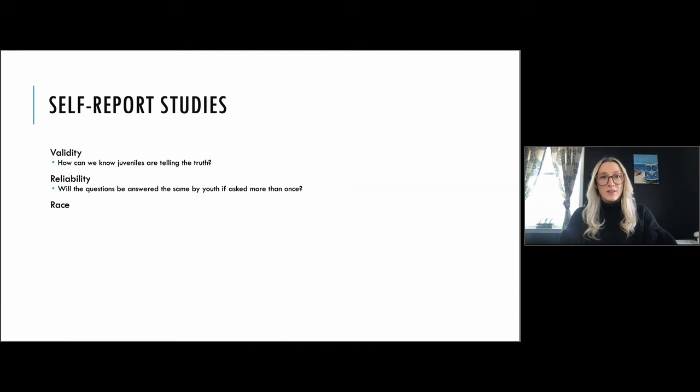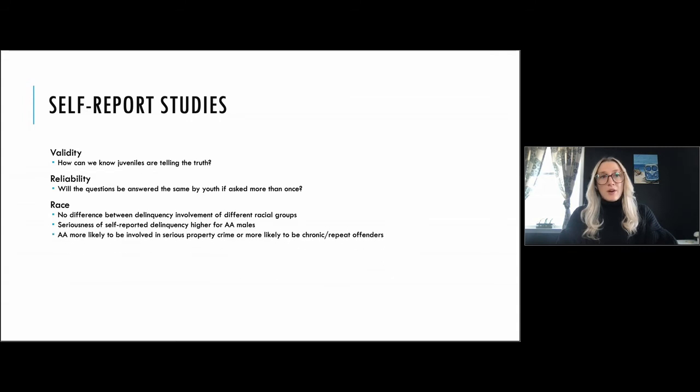Let's look at race with self-report studies. So we see that there is actually no difference between delinquency involvement of different racial groups in self-report studies. But the seriousness of self-reported delinquency is actually higher for African American males. We see that African American males are more likely to be involved in serious property crimes, or they've been shown to be more likely to be chronic and serious repeat offenders. Again, this is all self-report studies.